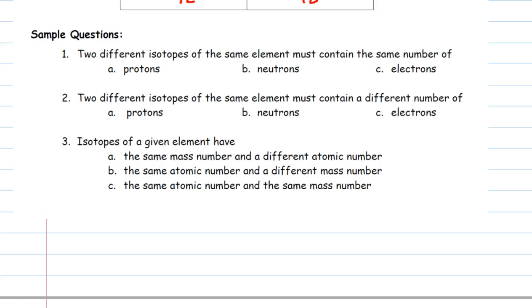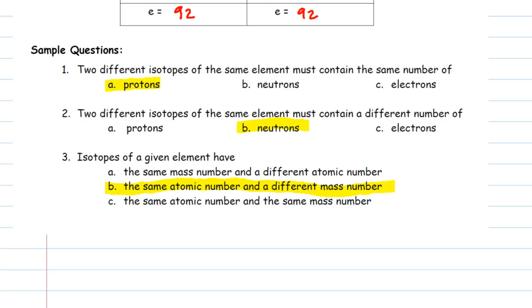Answer the 3 sample questions at the bottom of this page and then come back and check your answers. Sample question number 1 asks that 2 different isotopes of the same element must contain the same number of, and they'd have to contain the same number of protons. They can contain the same number of electrons, but with the word must in the question, they only have to have the same number of protons. They don't have to have the same number of neutrons. As a matter of fact, if they're isotopes, they're not going to have the same number of neutrons. And they may or may not have the same number of electrons.